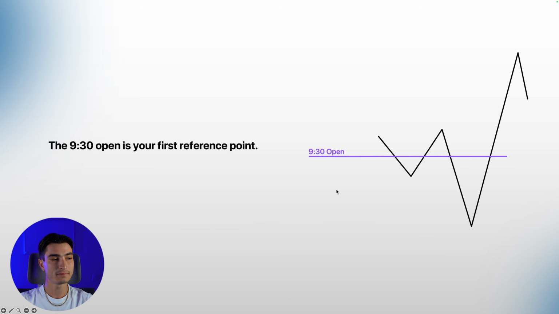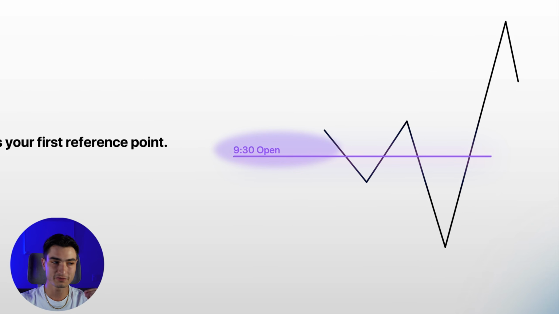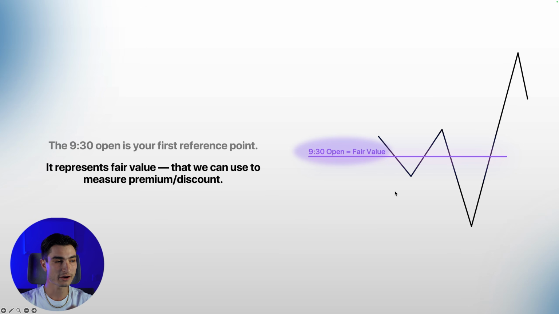All right, the 9:30 open is your first reference point. As soon as you sit down to trade, the first 9:30 print is the first reference point that we have as price action traders. So the 9:30 open is going to be a key price level that you're going to want to monitor throughout the entire session. And by the end of this one, you'll know exactly how to use it to frame high probability setups. It represents fair value that we can use to measure premium and discount.